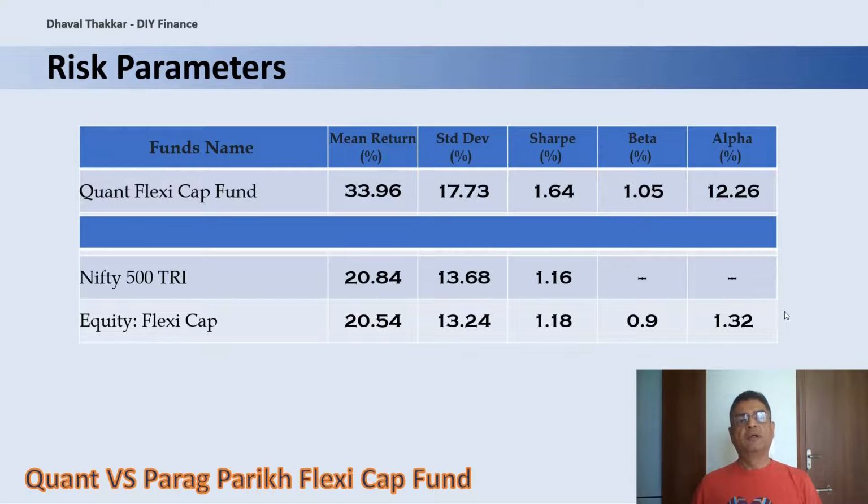Fifth one, alpha, that is a tool that measures how much better the fund has performed compared to its category. Here, it is 12.26, which is quite higher than the category average. Here, higher the value is better.